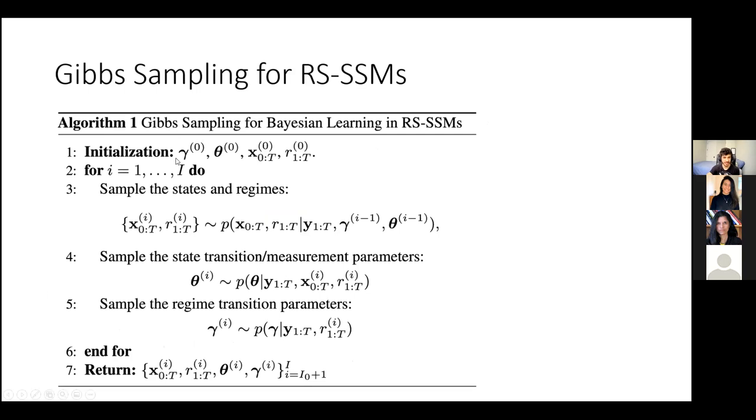Basically, you start off by initializing all of the unknowns, and then you iteratively sample from the conditional distribution of each of the things you want to sample from. So I sample, at each iteration, the states and the regimes given the previous values of the transition parameters and the model parameters. I then sample the model parameters given the states and the regimes that I just sampled. And then I sample the regime transition parameters given the regimes that I sampled. So the idea is you're alternately sampling from the conditional distributions of each of the unknowns of the model.